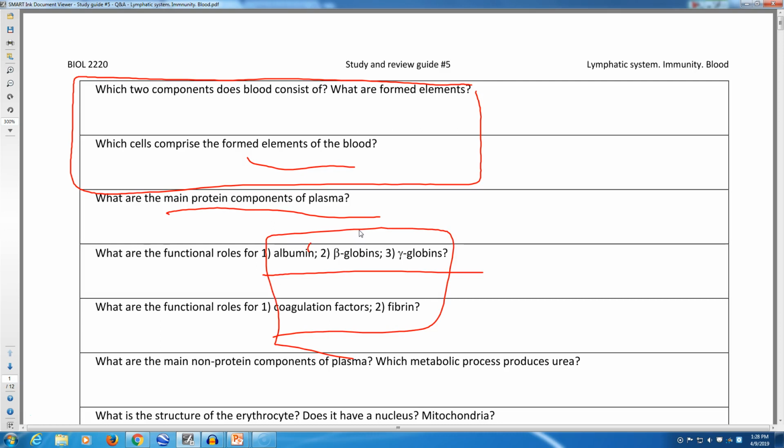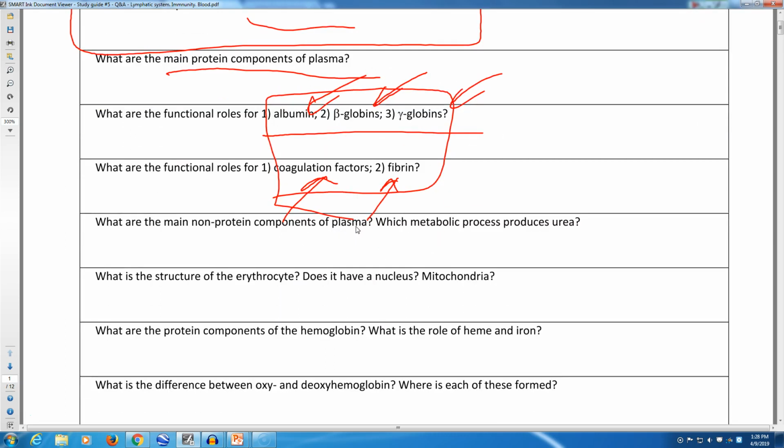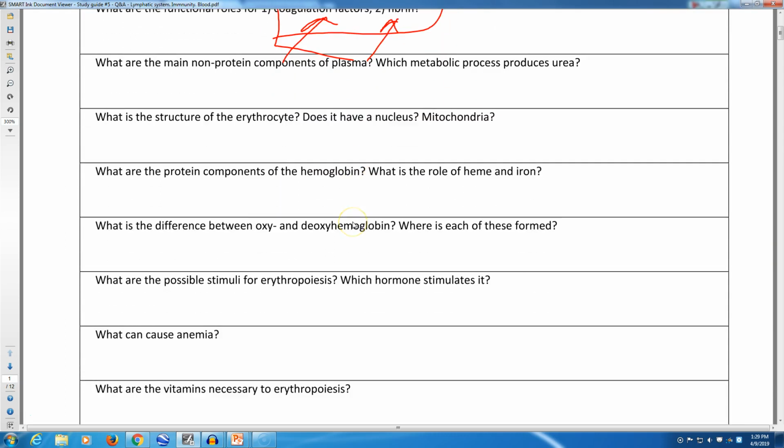Function-wise: osmotic pressure, transport, immune function, coagulation. Now, non-protein components, well, respiratory gases, hormones. Now, for urea specifically, remember we mentioned that protein catabolism.